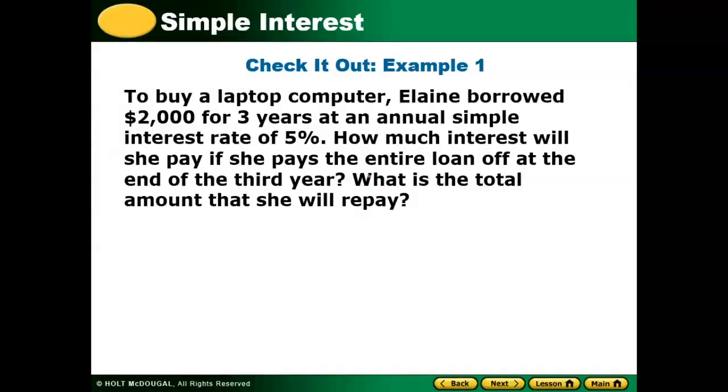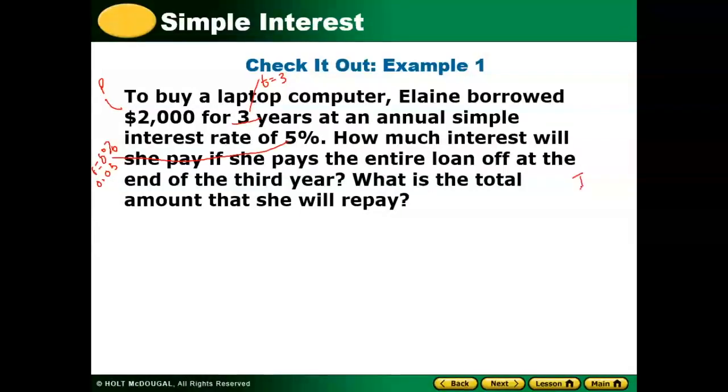Okay, example 2. To buy a laptop computer, Elaine borrowed $2,000. So this is how much she's borrowed. We know that's her principal, for 3 years. So again, our T is equal to 3, at an annual simple interest rate of 5%. So R is equal to 5%, but we always want that as a decimal, so we're going to get 0.05 as our rate. How much interest will she pay if she pays the entire loan off at the end of the 3rd year? What is the total amount she will repay?